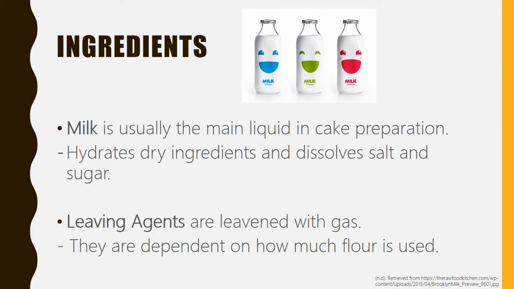Milk. Milk hydrates the dry ingredients, dissolves the sugar and salt, provides steam for leavening, and allows baking soda or powder to react and produce carbon dioxide gas. Leavening agents. The amount of chemical leavening agent used is dependent on how much flour is used. For every cup of flour, high ratio cakes use 1 teaspoon of baking powder or a quarter teaspoon of baking soda.